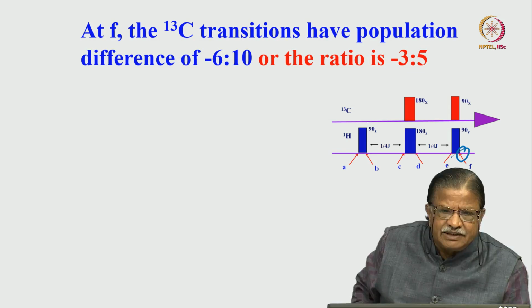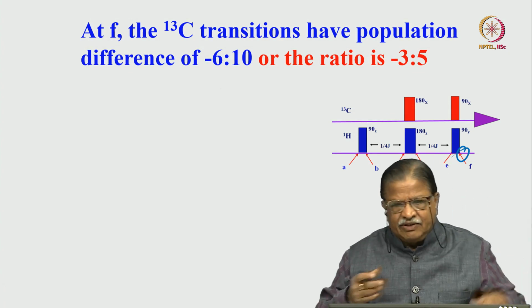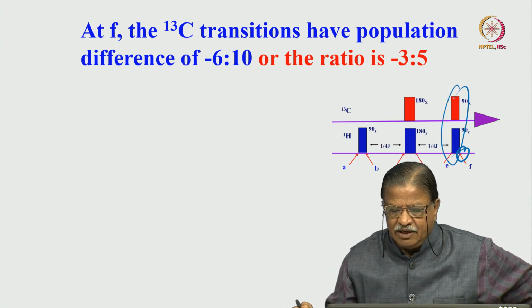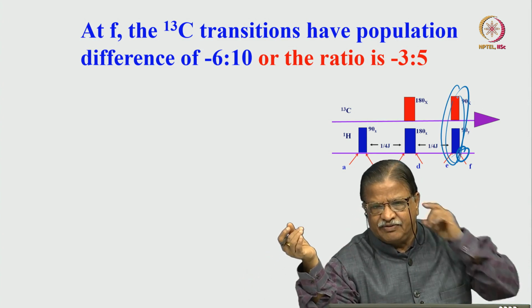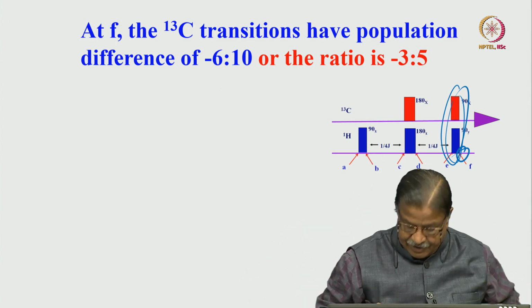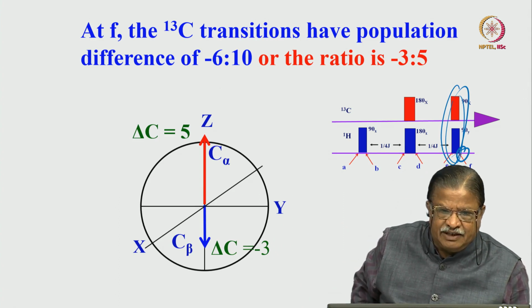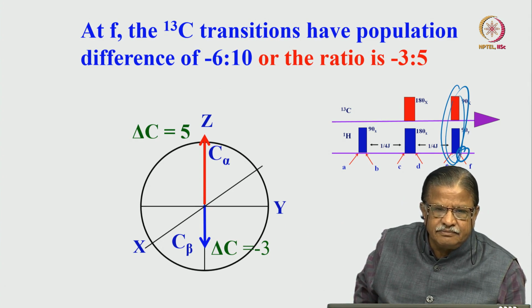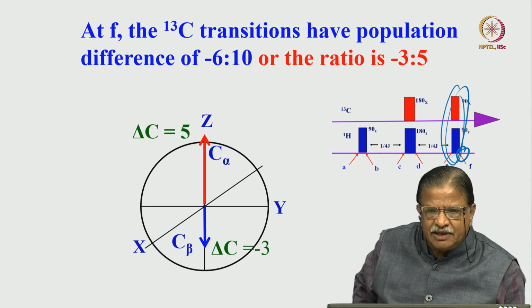The carbon 13 transitions have population difference of minus 6 and 10, the ratio of minus 3 to 5. That is what we know. When you apply simultaneously 180 and 90 pulses, the magnetization is transferred from proton to carbon. It is minus 3 to plus 5, the intensity ratio. This is what we are going to get. So, we got an antiphase character for carbon 13.